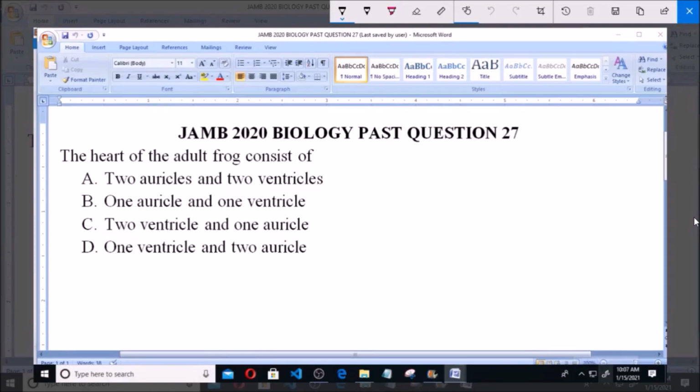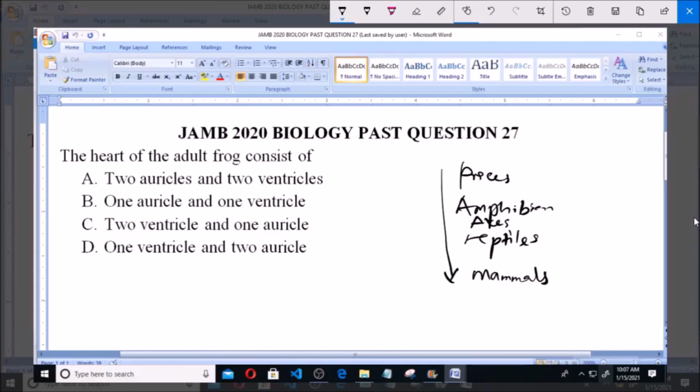Now let's begin with evolution. If you look at the kingdom Animalia under the phylum Chordata, we have the pisces, which represent the fish, then we have the amphibians, then the aves and reptiles, and then the mammals. Looking at this, you will discover that this is in order of increasing complexity. That is, mammals are more complex than reptiles, which are more complex than aves, which are more complex than amphibians, and amphibians are more complex than pisces. And so it is also with the structure of the organ of each of these organisms.